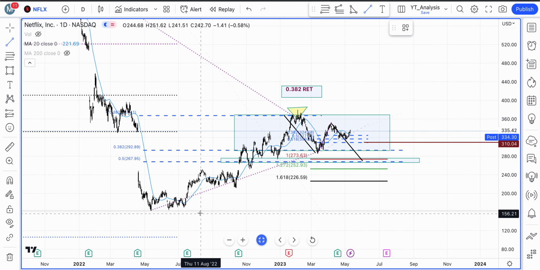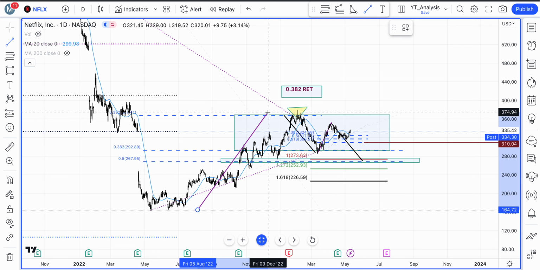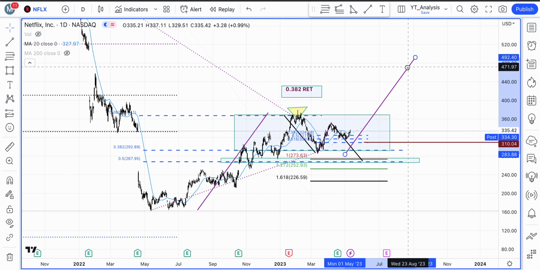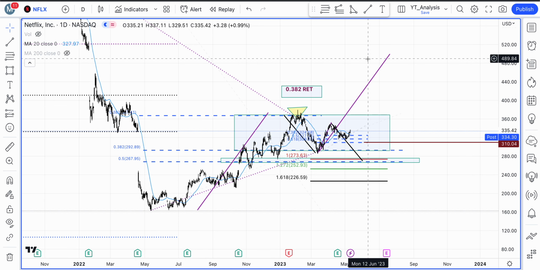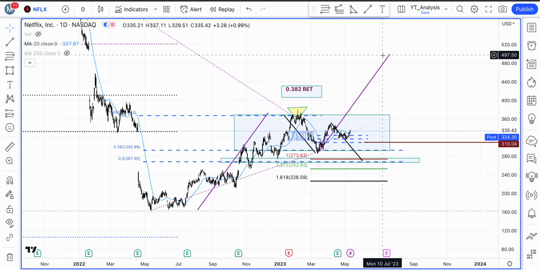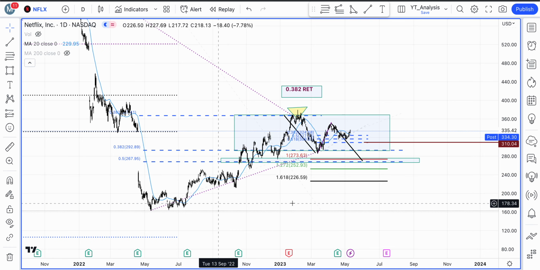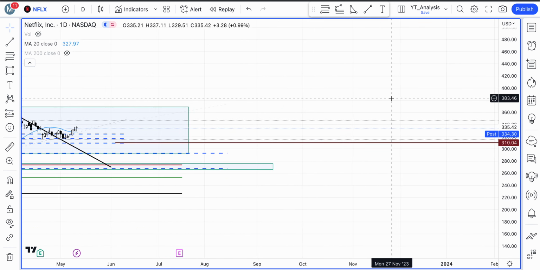So let me try to draw it for you just really quickly as an illustration. There we go. I don't know in terms of Fibonacci retracement what that level might be, but $500 per share level might actually become sort of a possibility. Again, we are watching really closely this stock.